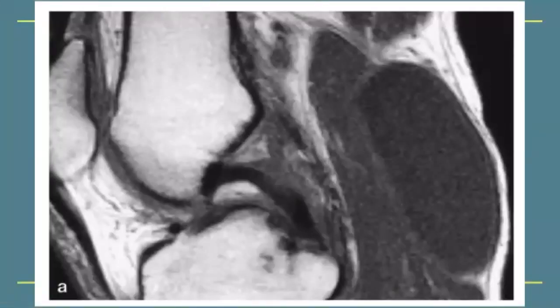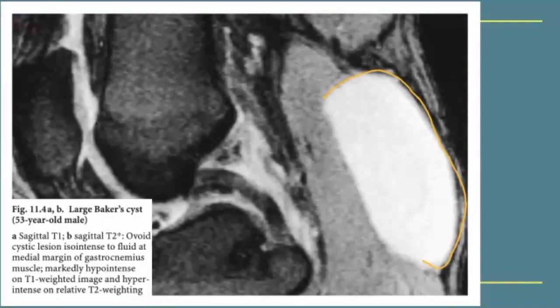Coming to this, this is a Baker's cyst, a large Baker's cyst. Again, this is a large Baker's cyst. Same thing in T1 and T2. So a large Baker's cyst, T1 and T2. Cystic lesion iso-intense to fluid at the medial margin of the gastrocnemius muscle, markedly hypointense on T1. So this is the cystic lesion at the popliteal fossa because of the rupture of the synovial membrane of the knee joint. It is called a Baker's cyst.